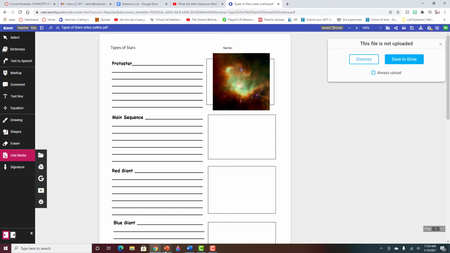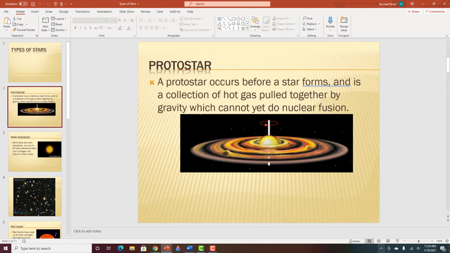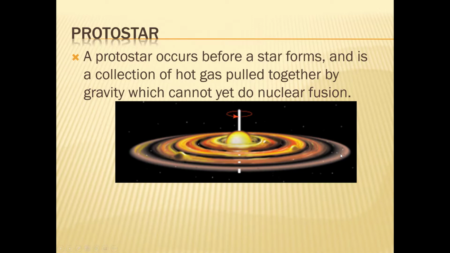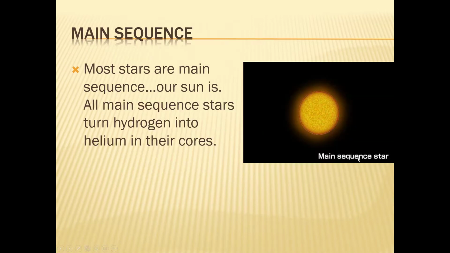So the next star is main sequence. So main sequence stars, our sun is a main sequence star. Main sequence stars are most of the stars in the galaxy. Most of them are on the main sequence. Our sun is also on the main sequence. Main sequence stars are in the part of their life where they are doing fusion now.